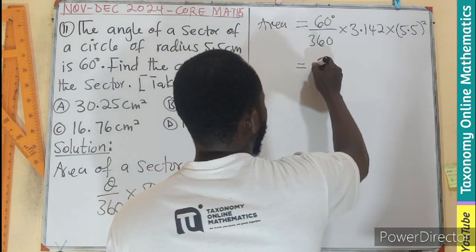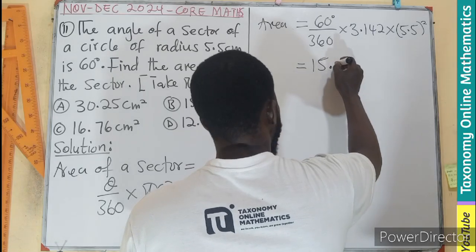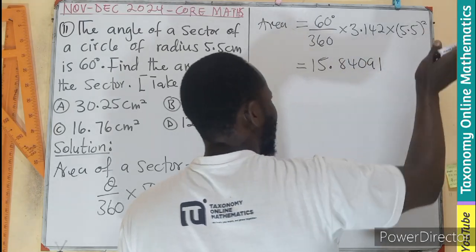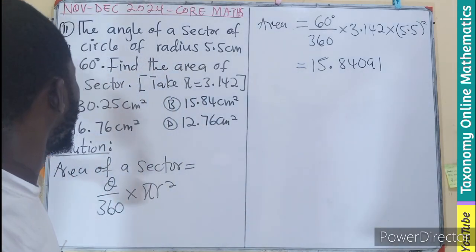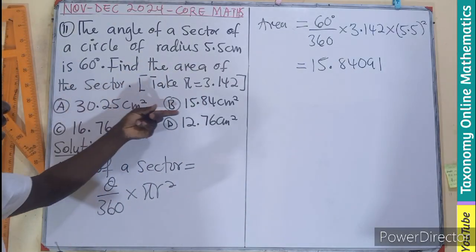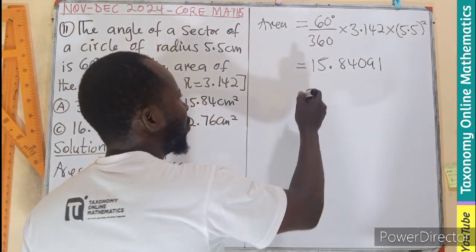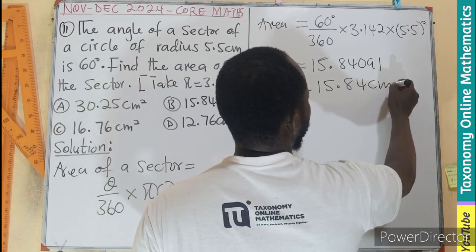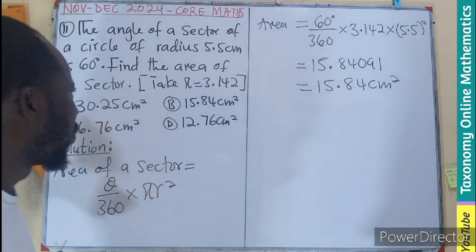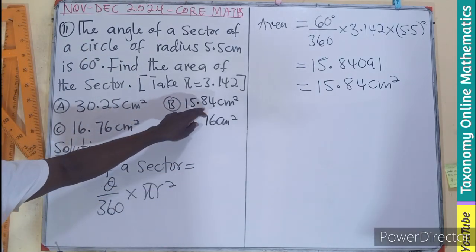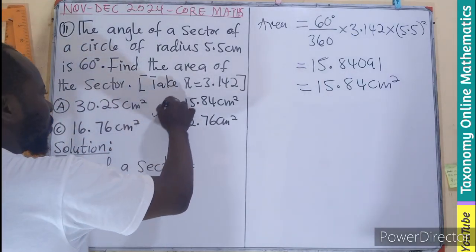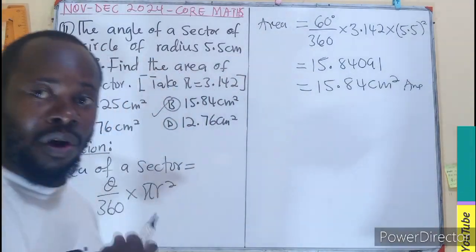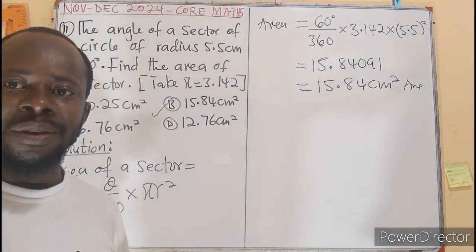and that will be giving us 15.840916 and continues. So looking at the position of the answers, they are in 2 decimal places. So we can say that it is 15.84 centimeter squared, and which of the options will fit, that will be option B. So this becomes the answer on the question paper, or the option that is best described by this question.